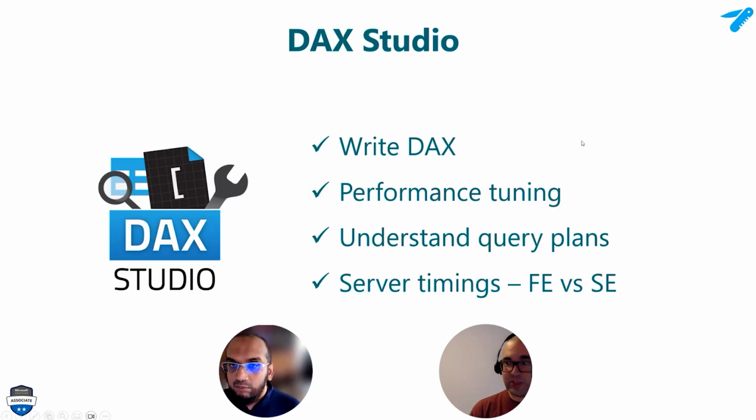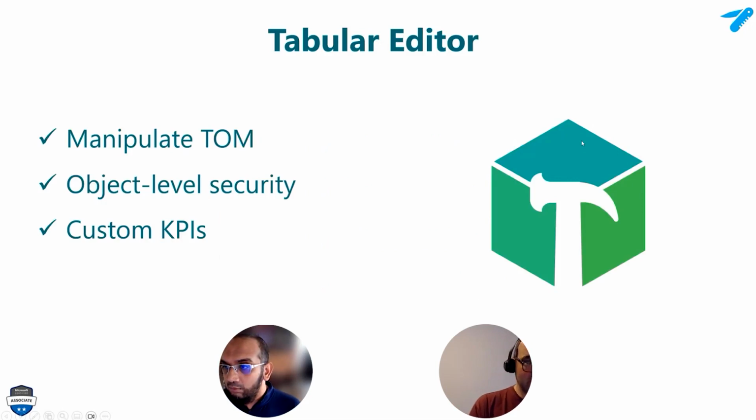when you are troubleshooting and optimizing DAX queries. And we also have Tabular Editor. For this exam, it's enough to know about Tabular Editor 2, which is a free version of this product. Tabular Editor basically enables you to manipulate the tabular object model, meaning you can change different properties on your tabular object model behind your Power BI semantic model. And you can also implement certain things and certain features that are not available yet in Power BI Desktop, like object level security or custom KPIs. For that, you must use Tabular Editor.